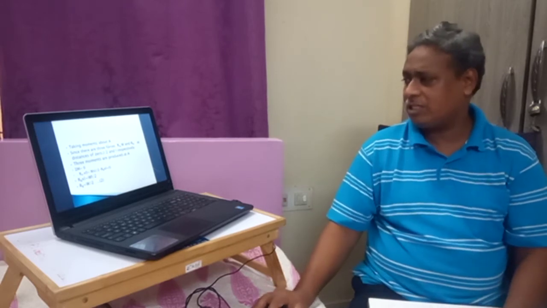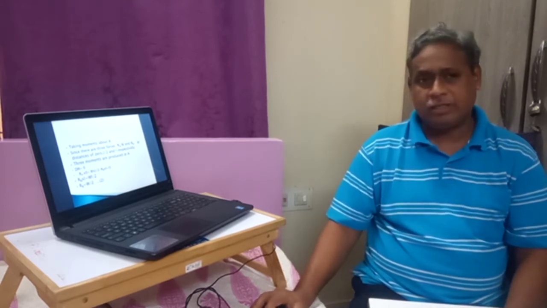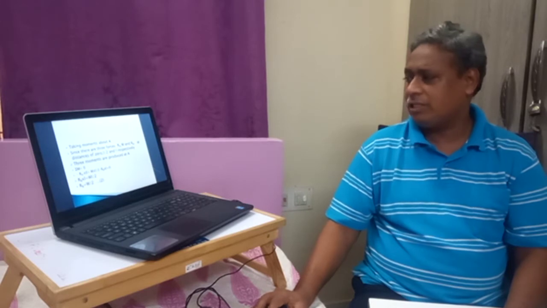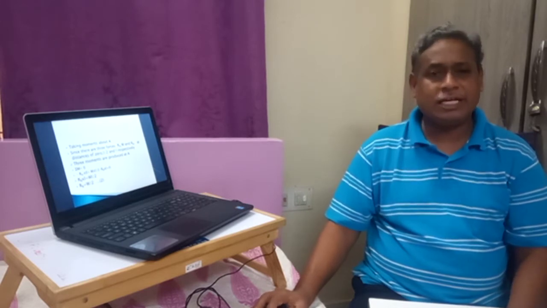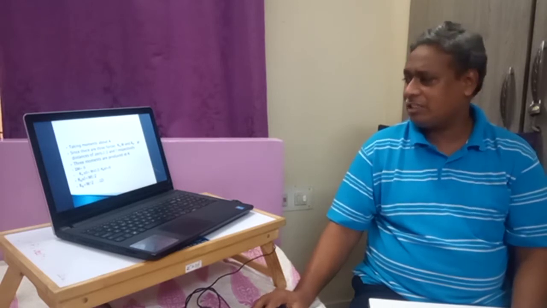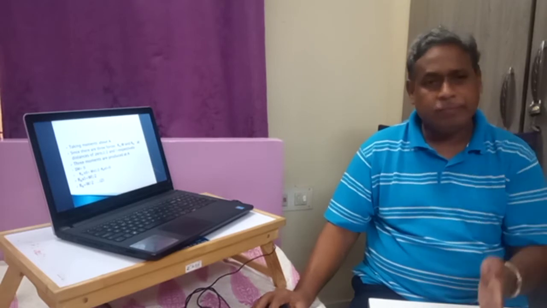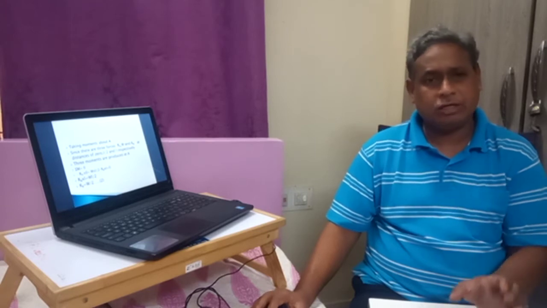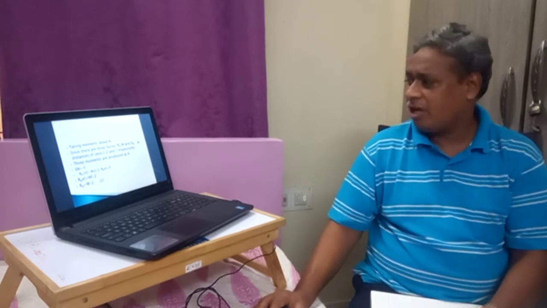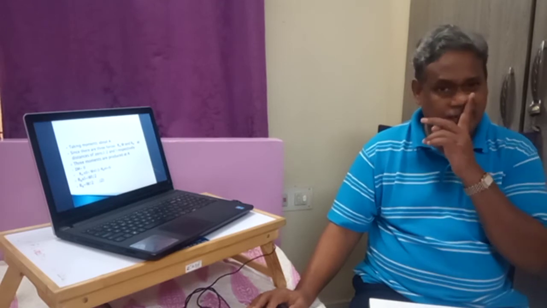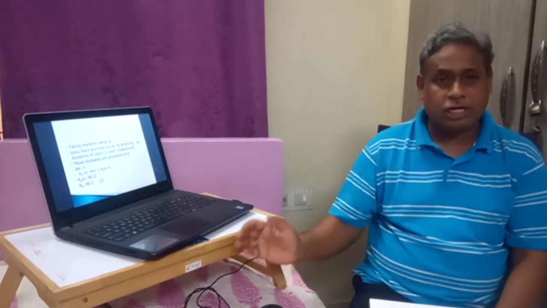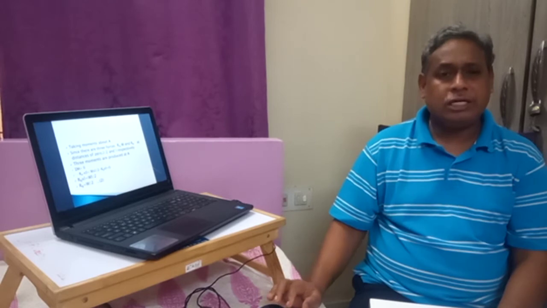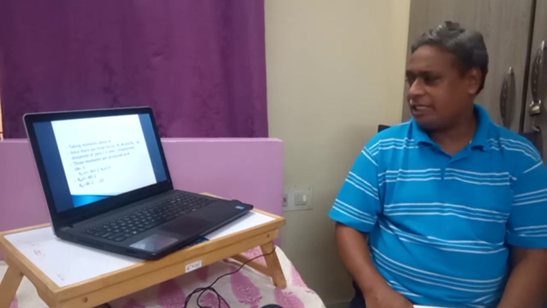To take moments about A, there are three forces, RA, W and RB. These three forces are at some distance from A. When we take moments at A, the reaction RA is at A, which means the distance is 0. W is at a distance of L by 2 because it is centrally placed. If the total length is L, the central distance will be L by 2, and RB is acting at the other end, that is the right extreme support. Therefore, from A, RB is at a distance of L.